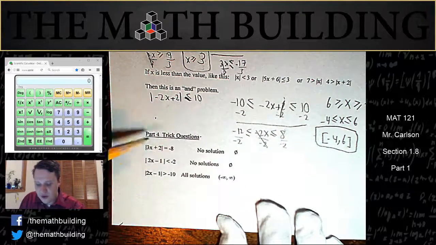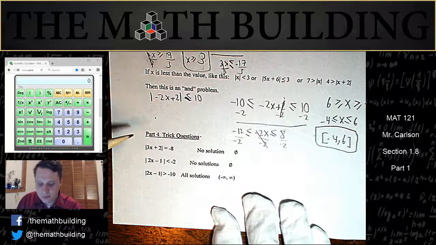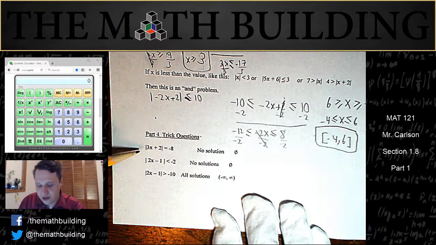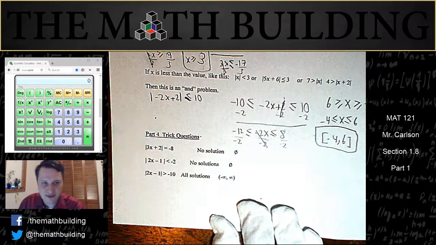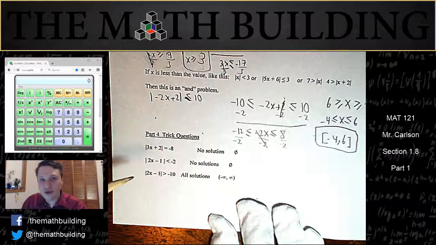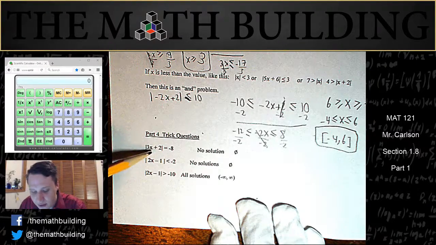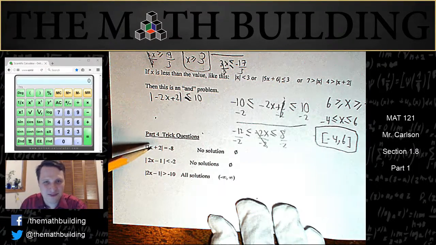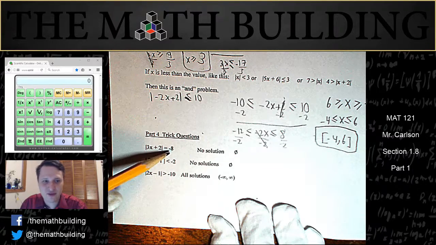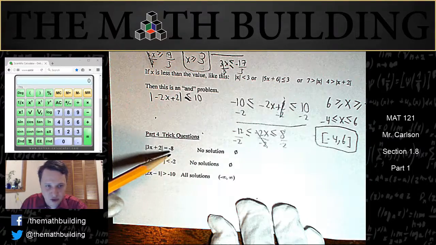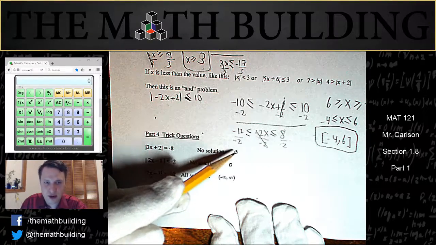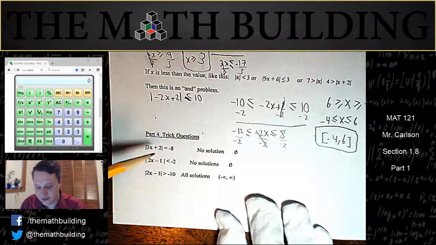Let's take a break in 1 second and do some practice problems. There are a few trick questions to be on the lookout for. Check this one out. The absolute value of 3x plus 2 equals negative 8. That has no solution because the absolute value of all of this is always going to be positive. So it doesn't make sense for this to be negative, so it has no solution, 0 with the line through it, or the not symbol.